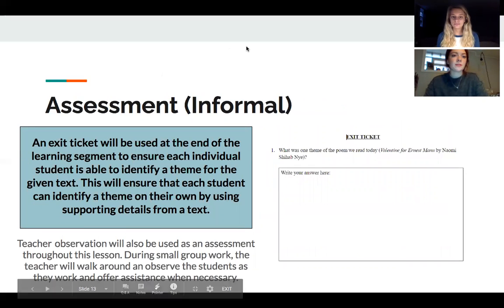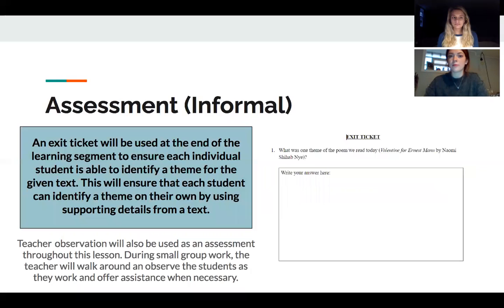So our assessment for this learning segment is an informal assessment, which is an exit ticket, and this will be used at the end of the lesson to ensure that each individual student is able to identify a theme for the given text. This will ensure that they can identify a theme on their own using the supporting details from the text. The image on the right is what the exit ticket we pass out to the students will look like. The question will be, what was one theme of the poem we read today? Valentine for Earnest Man by Naomi Shihab Nye. And then there will be a box where the student can record their answer.